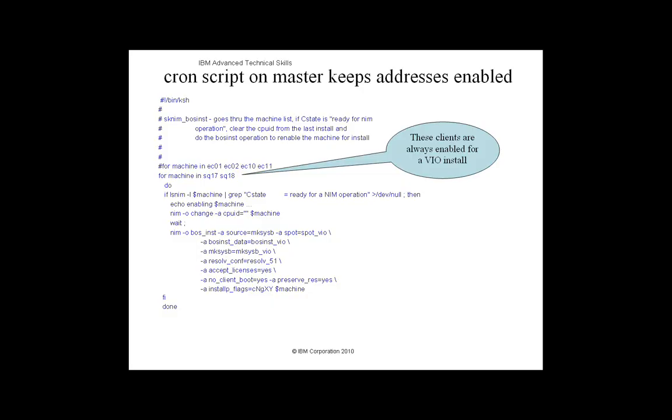Main thing is we can look at certain clients on the master. I run this from cron every 15 minutes. If the client state was ready for NIM operation, it would re-enable them. So for the benchmark center, different addresses do different installs. Keep them always enabled, right? So they can use it on this machine, that machine, the next machine.